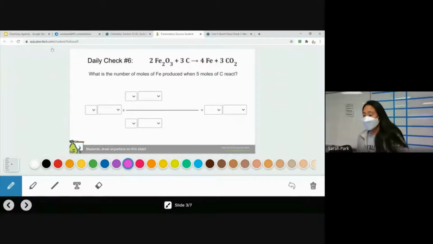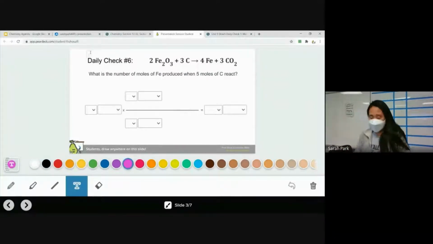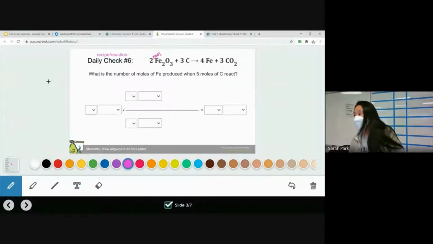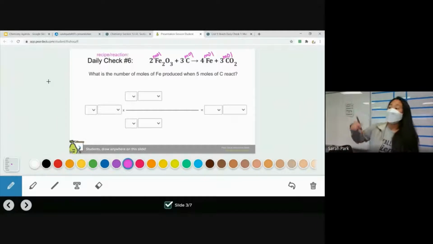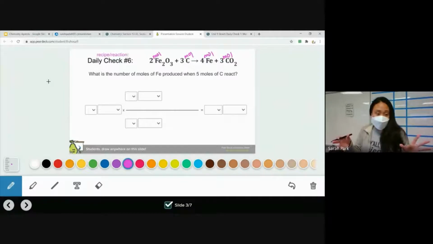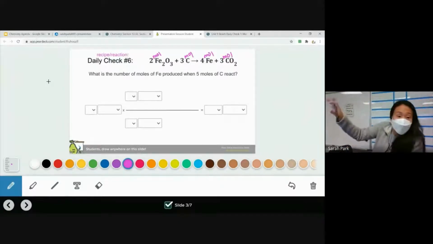Once again, recall, so I like writing this every single time. The recipe, the reaction, is this right here. It's the same exact recipe that we've been dealing with. Remember that every recipe is always measured in moles. So these are just reminders for those of you just following along. This particular question asks, what is the number of moles of iron produced when 5 moles of carbon react? So it sounds scary, but remember, just like the eggs and cupcakes questions, it's the same concept. Instead of eggs and cupcakes, it's asking about carbon and iron.